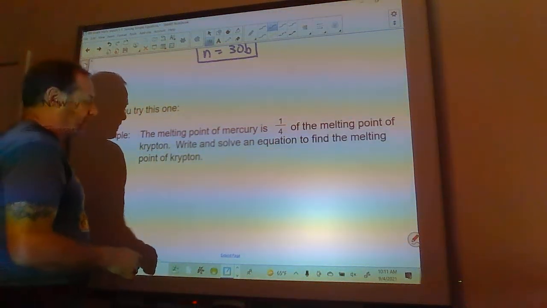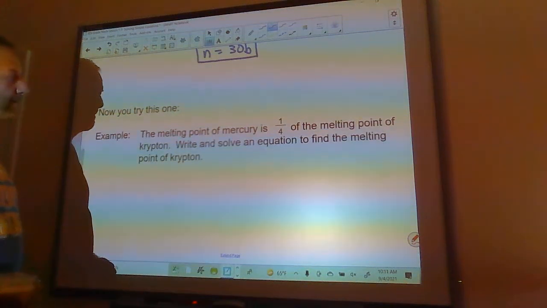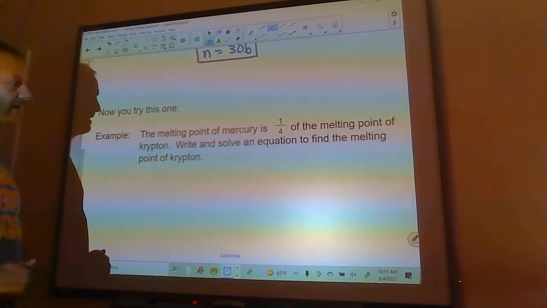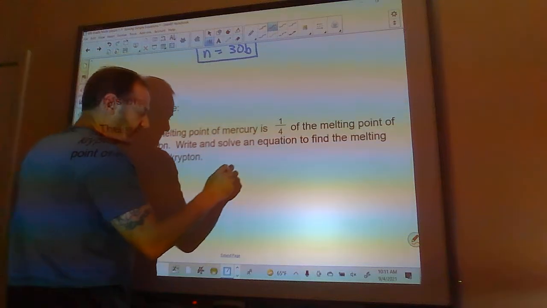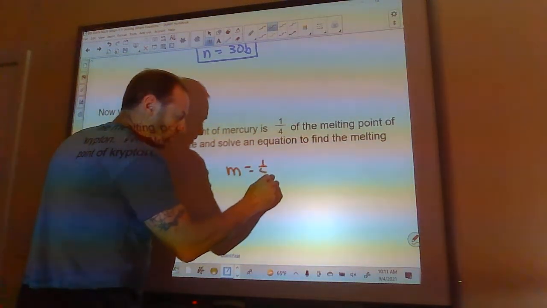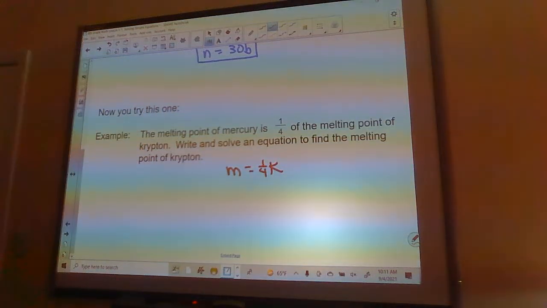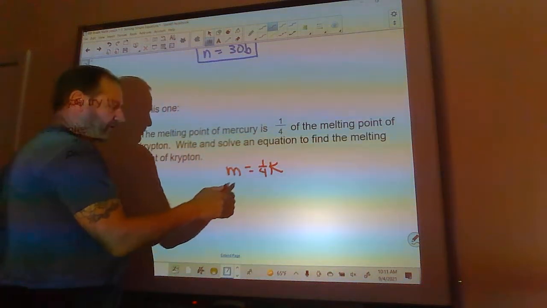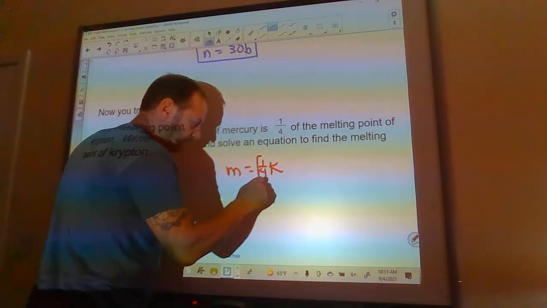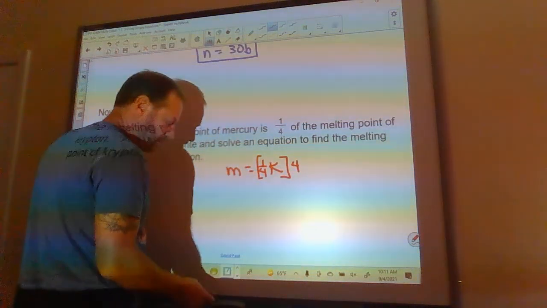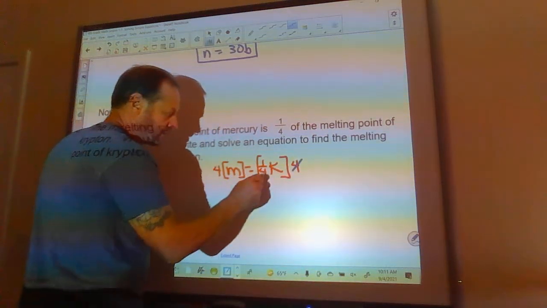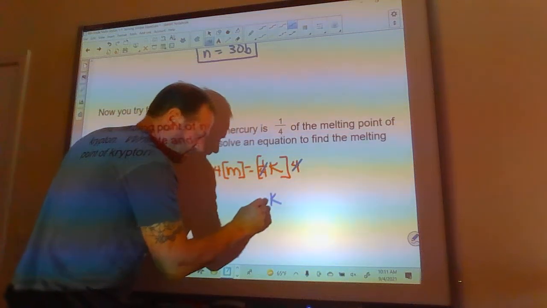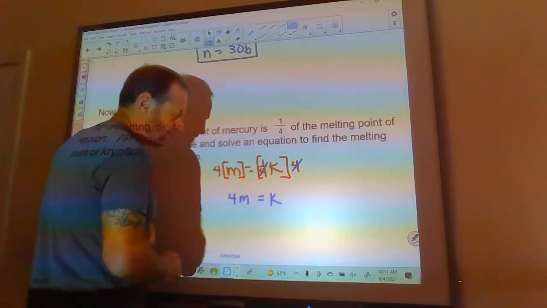Okay, so we're going to call the melting point of mercury M, and we're going to call the melting point of krypton K. And it says the melting point of mercury is 1/4 the melting point of krypton. So M equals 1/4 of K. And now we've got to solve for krypton, so we need to get rid of the 1/4. You get rid of 1/4 by multiplying by 4. I have to do both sides of the equation when I do that. So this cancels that, and I'm left with K equals 4 times M.